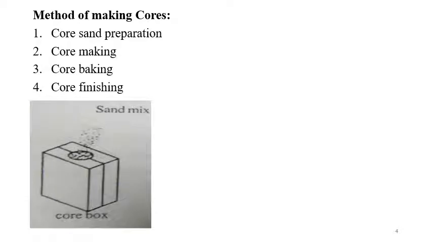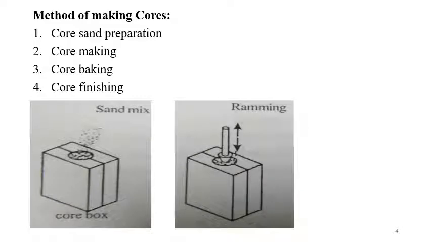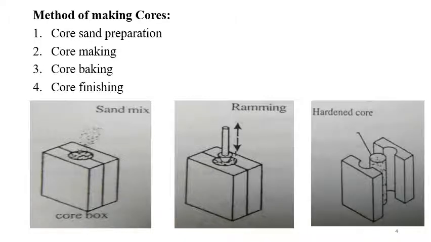You can see this figure to understand clearly. There are two boxes, left and right, and in between these two boxes there is a center hole. You fill the sand, as you can see in the second figure, and ram it. With the help of a rammer, you pack it tightly inside that hole completely. After that, you separate the left and right boxes. The cylindrical portion is called the core.